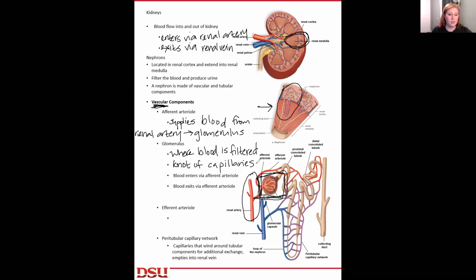Now, once it passes through the glomerulus and has been filtered, it's going to leave again, and it's going to leave through the efferent arteriole. So if you have a hard time remembering which is which, always think about efferent as being the exit. Okay, so exit for the blood.